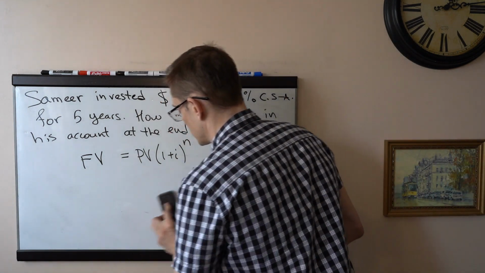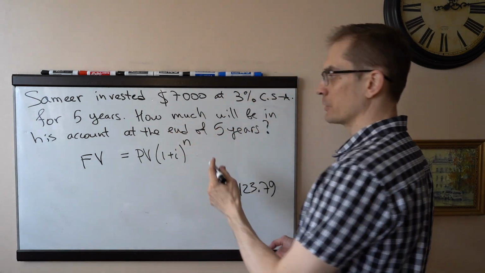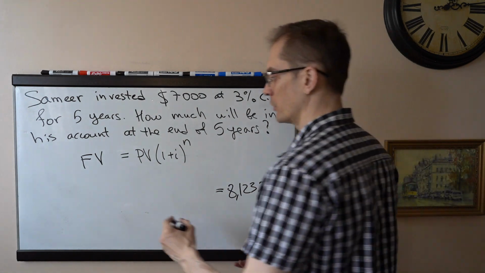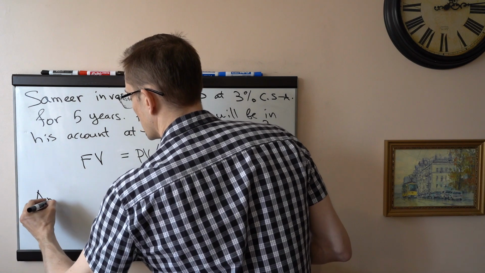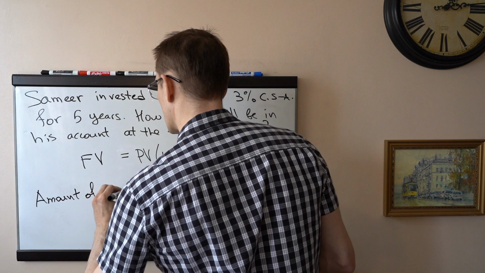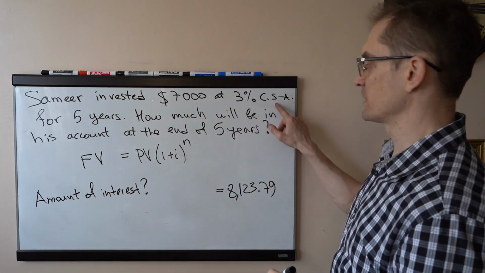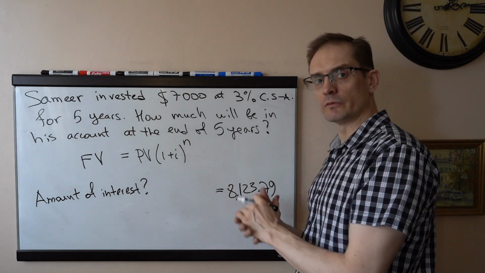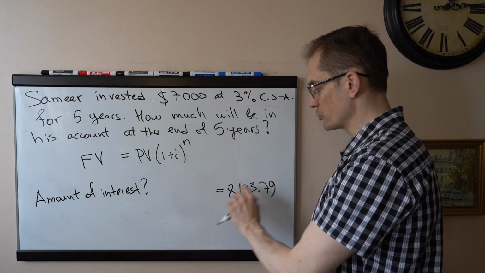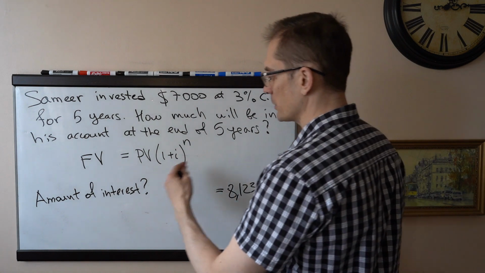Now, let me just speak about interest. What if this problem also asked you what is the amount of interest that Samir would earn? We'll keep this problem now compounded semi-annually. So we modified this problem for various compounding, and that's the future value for the compounded semi-annually rate. Now, what about the amount of interest?